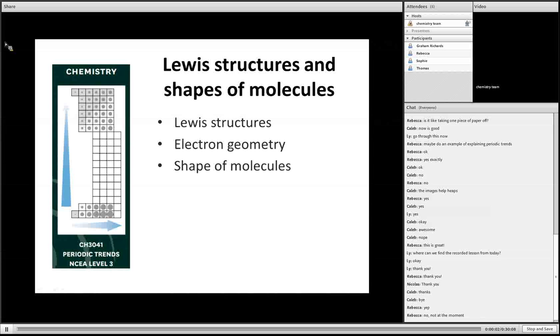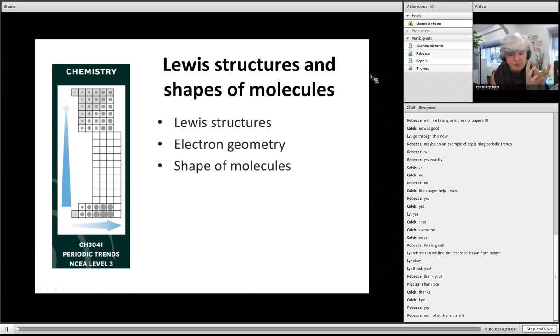Right, good. Lewis structures. Now Lewis structures are pretty much an achieve level question or a merit level question. It's following on from what you did at level 2, so it's just extending on to compounds that are cations or anions or don't have an octet for various reasons, and we'll go over that.